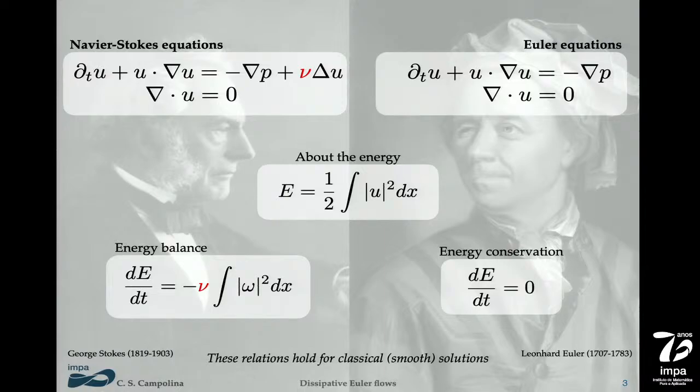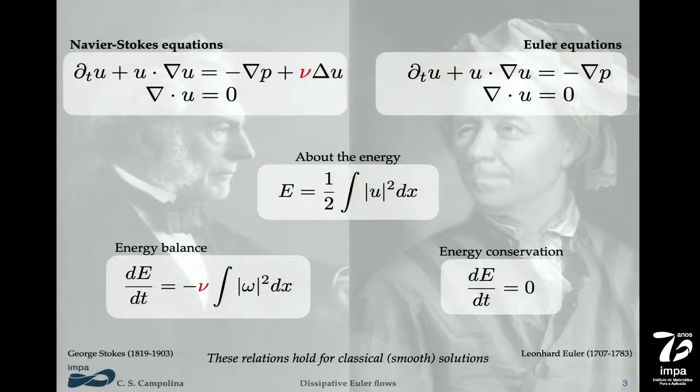So if we start from the Navier-Stokes equations, we obtain this energy balance. The variation of energy is equal to minus the viscosity times 2 times the enstrophy, which is the integral of the square of the vorticity. And of course, this term comes from the dissipative term. So if viscosity is 0, as in the Euler equations, we have energy conservation. Energy is conserved exactly because there is no dissipation mechanism in the equation.